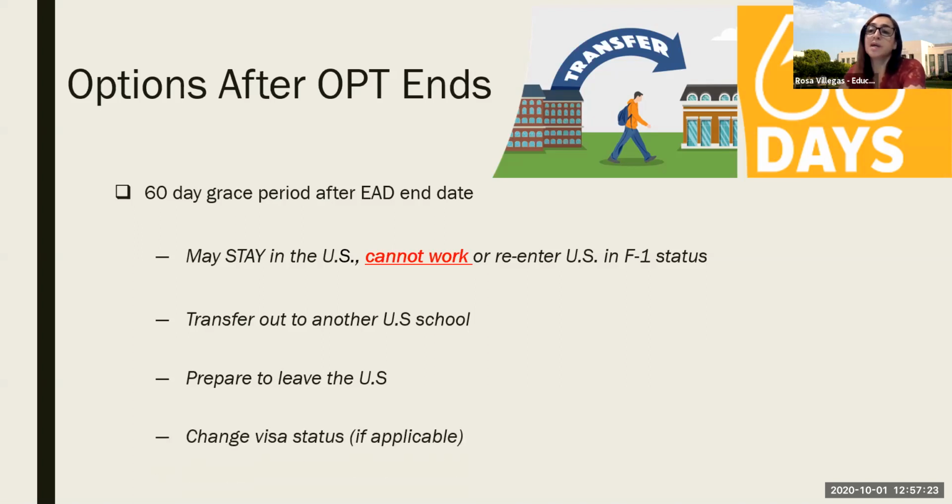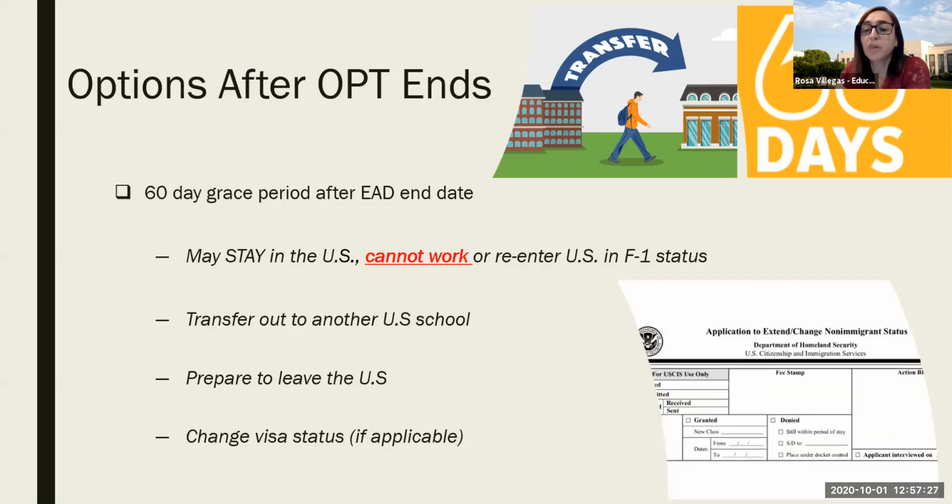Some students may be eligible to change status. So if you apply for a change of status, you have to make sure you do it in a timely manner and make sure you work either with a lawyer or you do it on your own. It's up to you. Just make sure you, again, notify us what your plans are at the end of OPT.